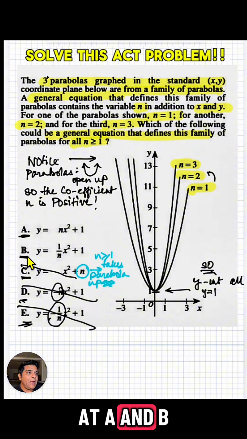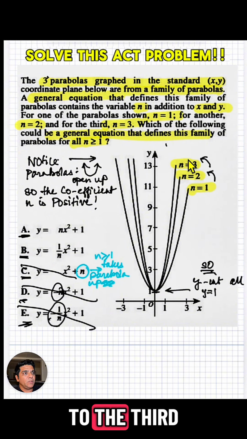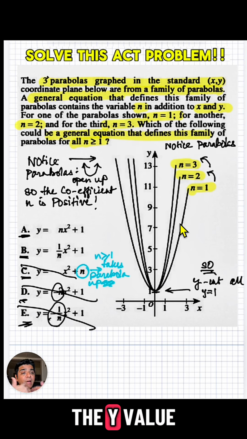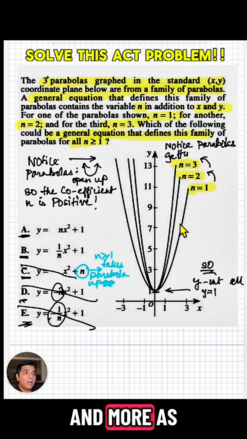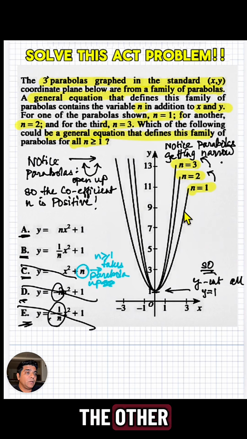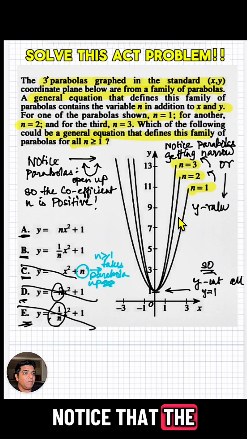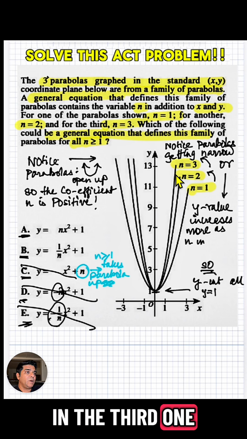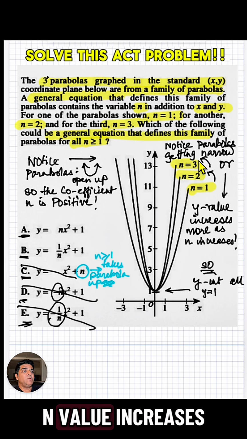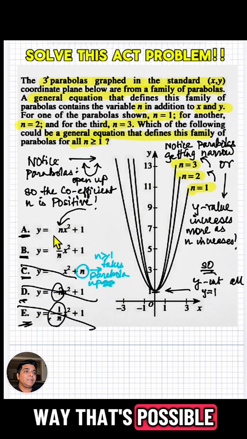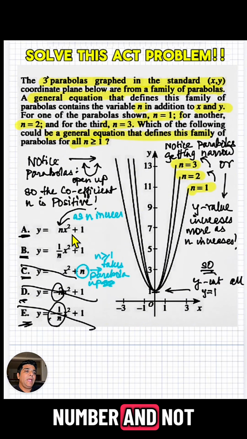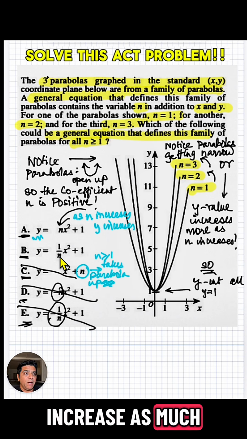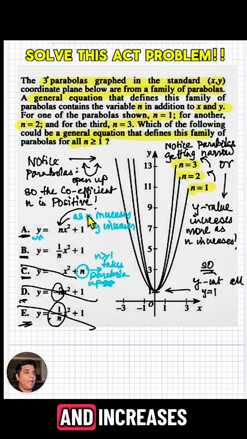Now let's look at a and b. As you go from the first to the second to the third, n is 1, 2, 3, and you notice how the parabola is getting narrower. What that means is the y value is increasing more and more as you go from one parabola to the other. If you take the same x value, you notice that the y value is getting much larger in the second and even larger in the third one. It increases more and more as the n value increases. So the only way that's possible is if this n is a whole number and not a fraction. If it's a fraction, the y values will not increase as much. So as n increases, the y increases.